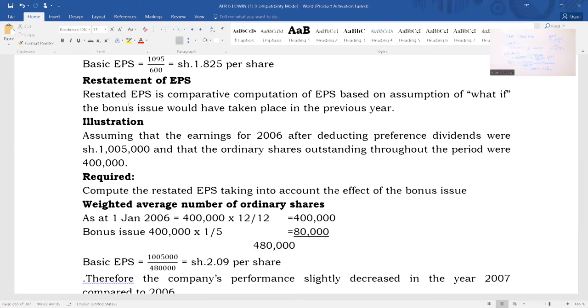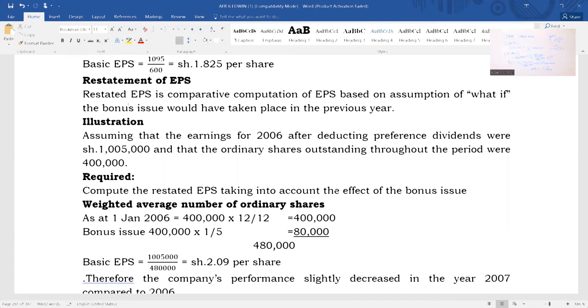These are shares issued to existing shareholders in a certain percentage at a reduced price, a price that is lower than the existing market price. So it's all about shares issued to the existing shareholders. They are given the option to purchase shares based on a certain proportion, but the price will be lower than the existing market price.